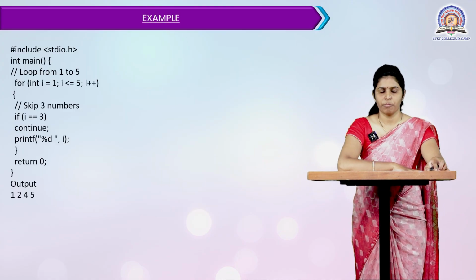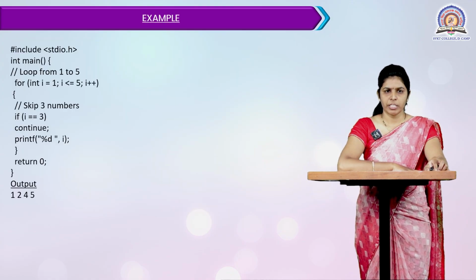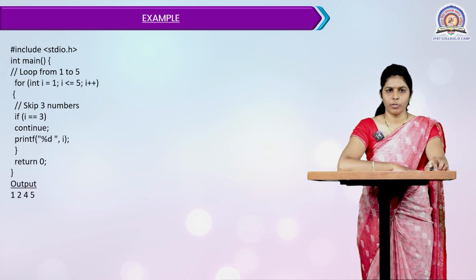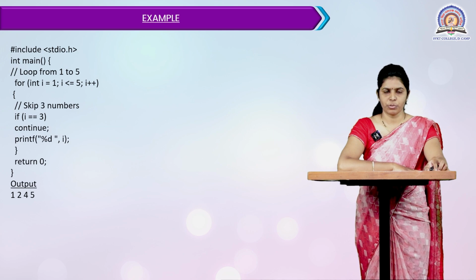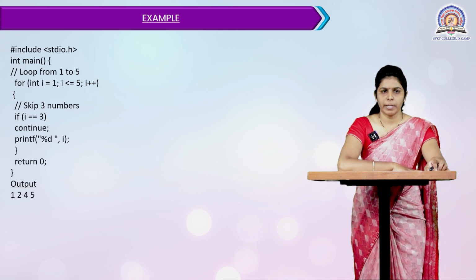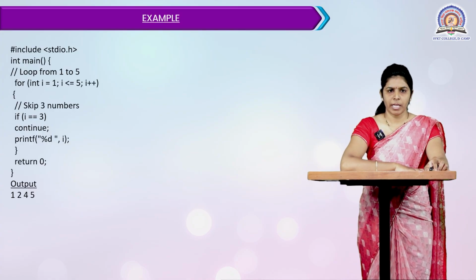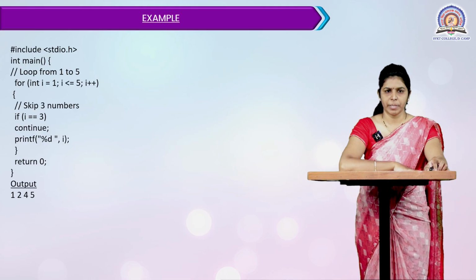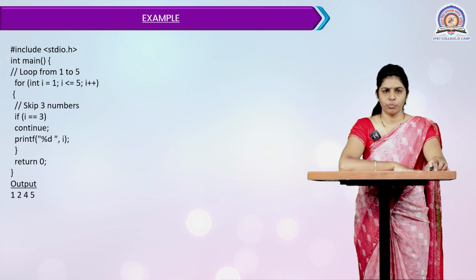So the example of continue: first #include stdio.h, integer main, loop from 1 to 5, for int I is equal to 1, I is less than or equal to 5, I plus plus, open curly bracket. Skip 3: if I equals 3, then continue. The statement printf %d, I, otherwise return 0. Output is 1, 2, 4 and 5.